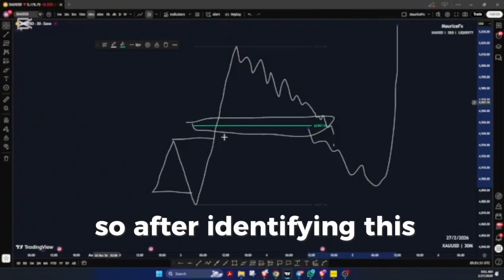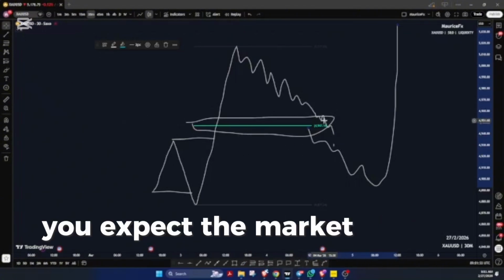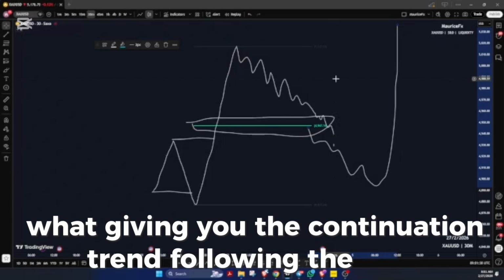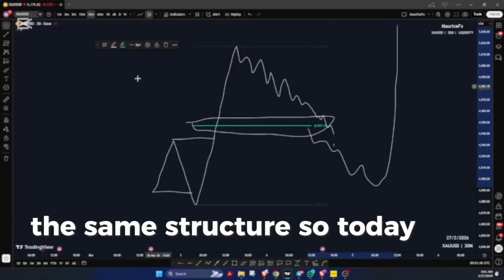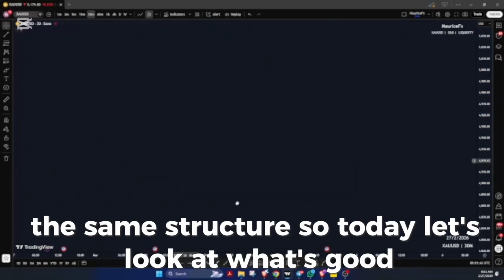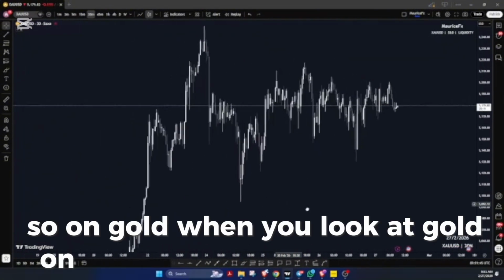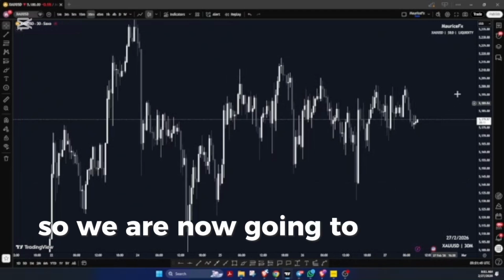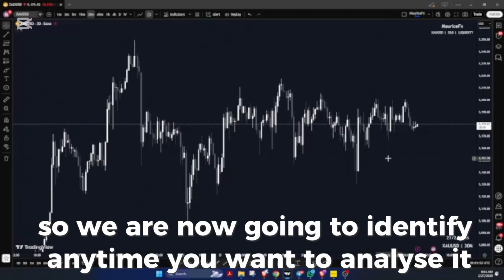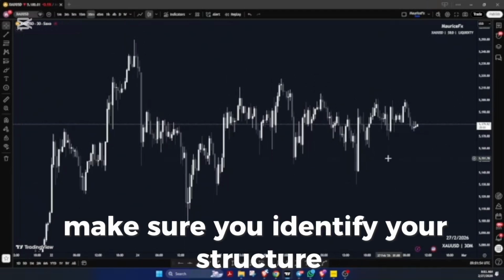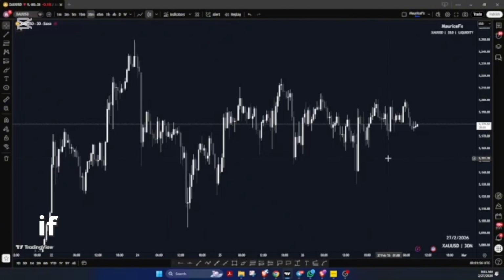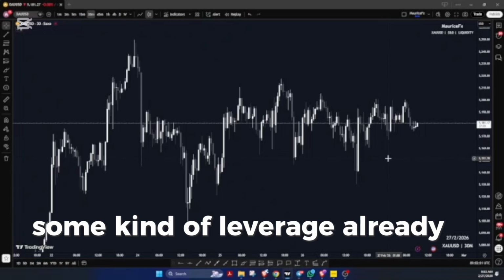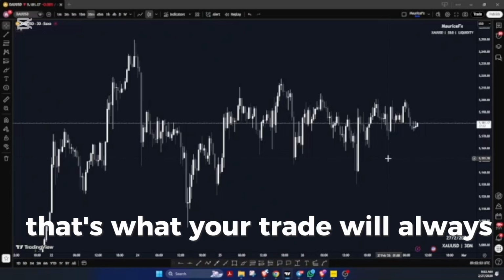So after identifying this retracement level, you expect the market to continue giving you the continuation trend, following the swing structure. So today, let's look at gold. When you look at gold on the 30-minute time frame, guys, anytime you want to analyze a trade, make sure you identify your swing structure, your substructure, and your minor structure. If you have that in mind, it gives you some kind of leverage already in the market.